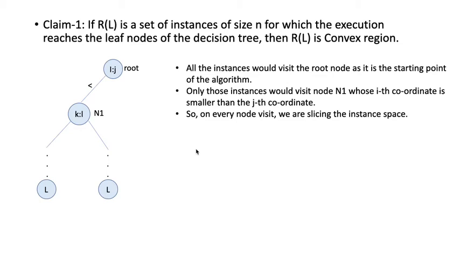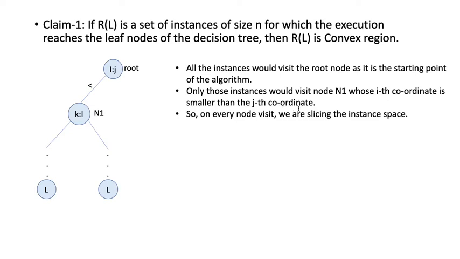So now let's come back to our claim. Let's understand how many instances are going to visit the root node. All the instances would visit the root node as it is the starting point of the algorithm. Now, let's see how many instances are going to reach this n1 node. Only those instances would visit node n1 whose ith coordinate is smaller than the jth coordinate.